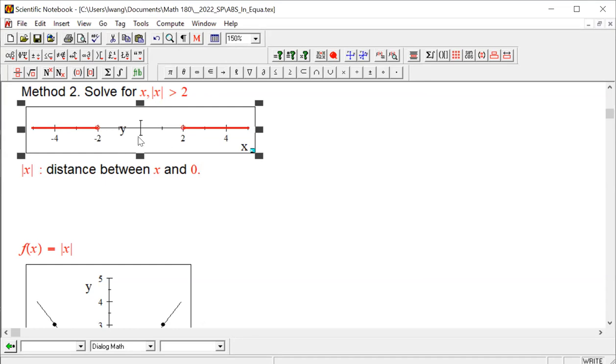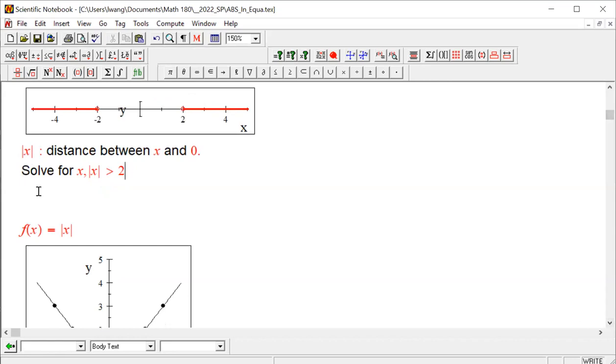Method 1 is 2-dimensional, and the other one is 1-dimensional. In terms of showing work, all you have to show is that you give the solution as x less than -2, or x is larger than 2.